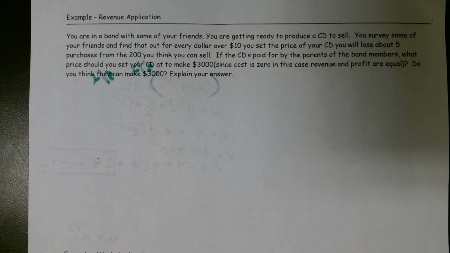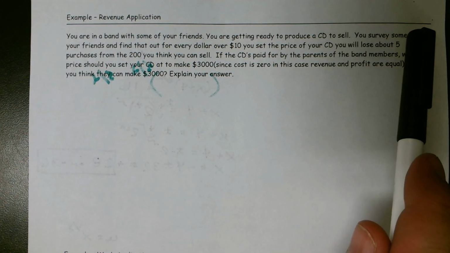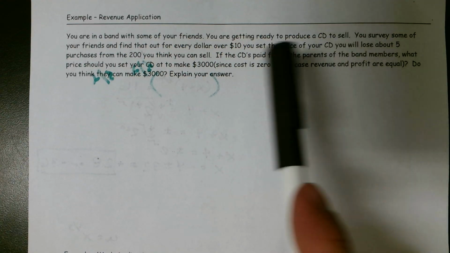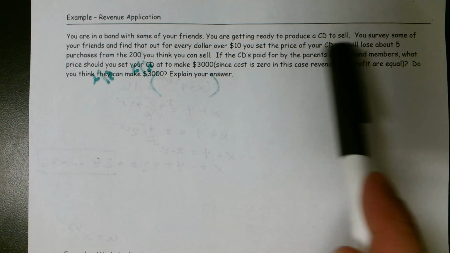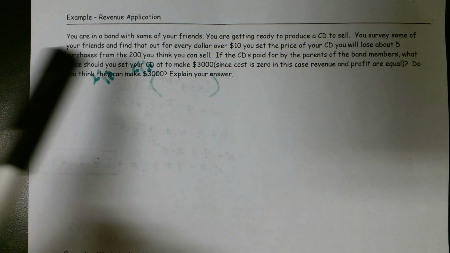Okay, let's take a look at some word problems here. So here we go. You're in a band with some of your friends and you're getting ready to produce a CD. Okay, you survey some friends and find out for every dollar over $10 you set the price of your CD, you're going to lose about 5 purchases from the 200 that you think you can sell.